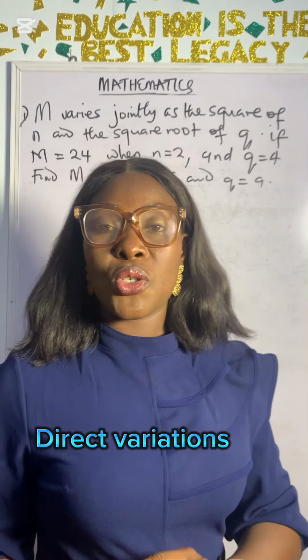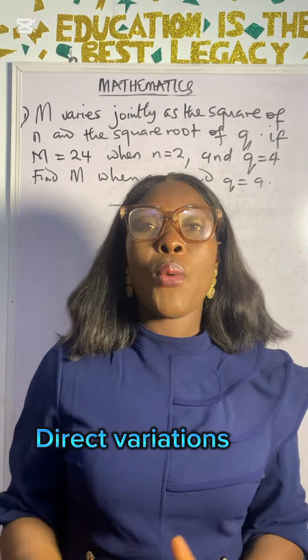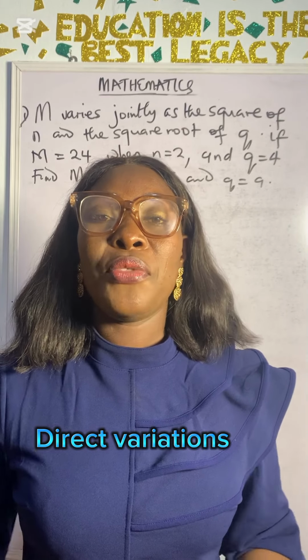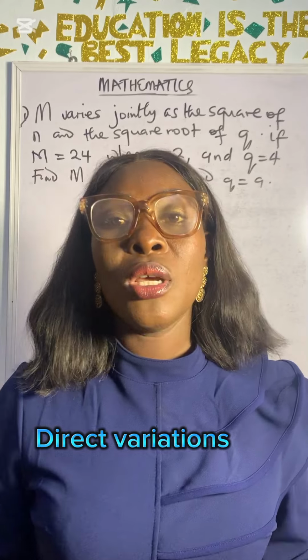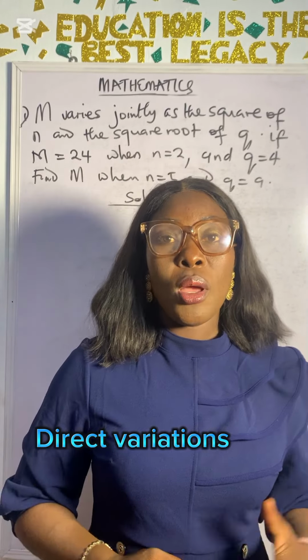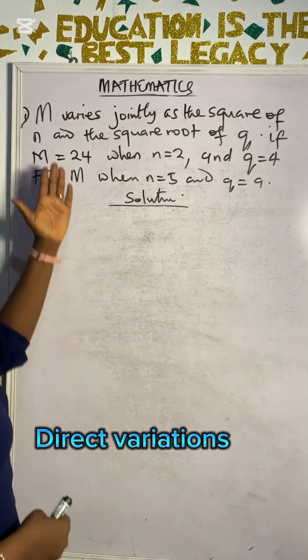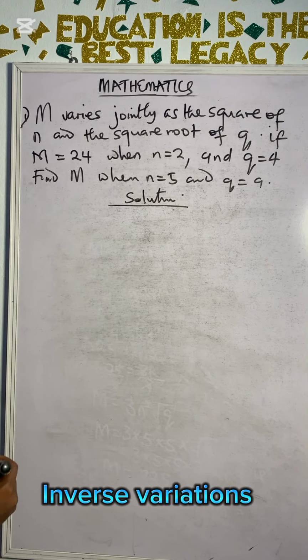Now from the question I just read, this is variation, and we have different types of variation. We have the direct variation, the inverse variation, the joint variation, and the partial variation. But from this question, it is called joint variation. Now let's interpret the question.